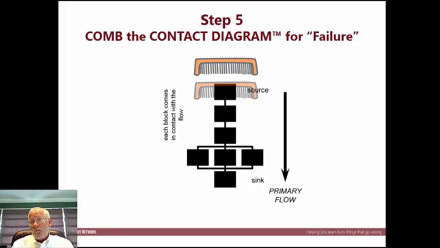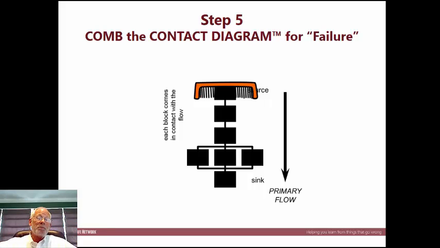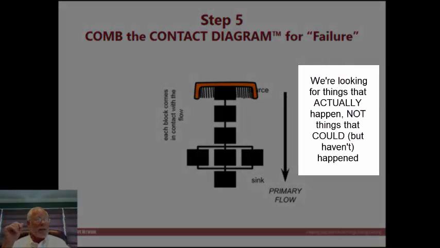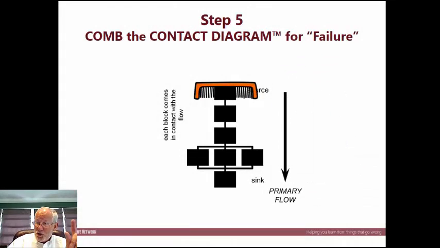So we're going to take the comb, and we're going to pull the comb down, and we're going to look at one element of the contact diagram at a time. And we're going to ask those assembled people, remember, operations, maintenance, technical, and management are all there, does anything happen at this point on the contact diagram that meets our definition of failure? Or that causes a loss of production, for example? And they're going to have answers or not. I'm going to show you what to do with what they say in a minute.